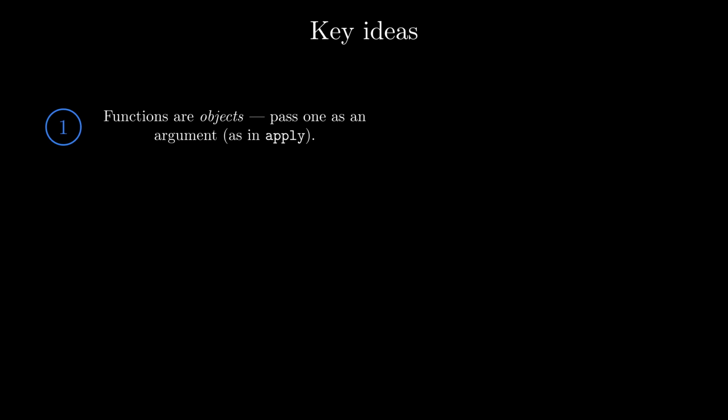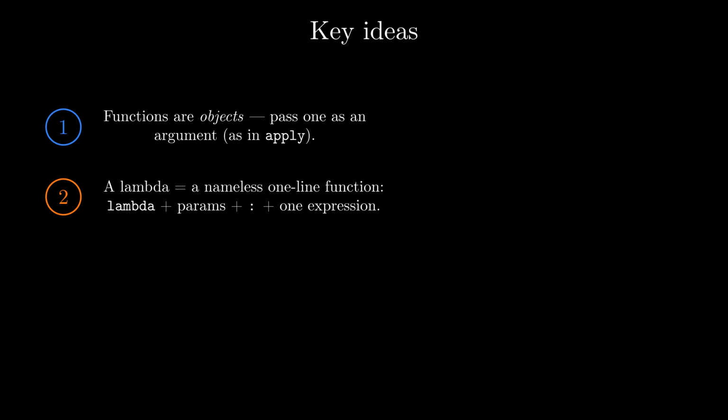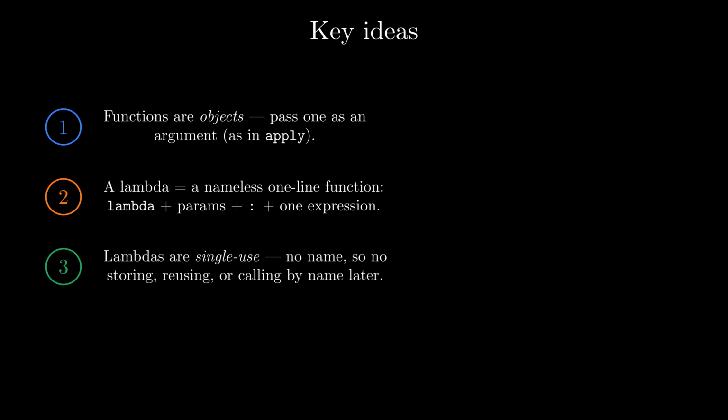Let's gather the key ideas. First, in Python, functions are objects, so a function can be passed as an argument to another function. That's what made apply possible. Second, a lambda builds a nameless one-line function: the keyword lambda, then parameters, then a colon, then a single expression with no return keyword. Third, lambdas are for quick single-use functions. Because they have no name, they can't be stored, reused, or called by name later. When a job is small and one-time, a lambda is the clean, concise tool for it.